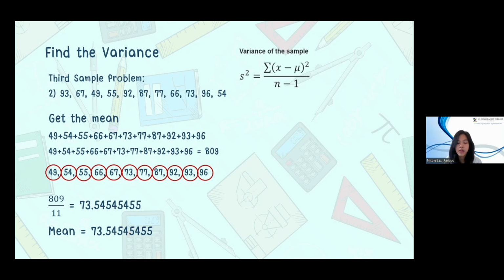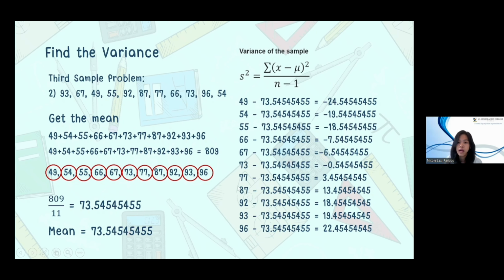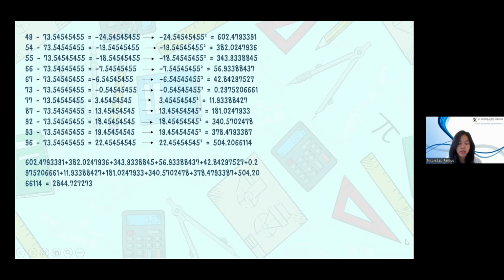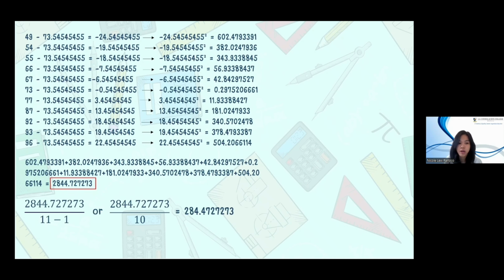Now that we have our mean, we can calculate the difference between the given values and the mean. So again, I subtracted each value to the mean. And after that, I would identify the square of each deviation. After that, I will find the sum of the total square deviations, which is 2844.72773. Since, again, we are finding the variance for a given sample, we'll divide the summation by n-1, or 11 minus 1, or 10, which would lead to 284.4727273, which would be our variance.